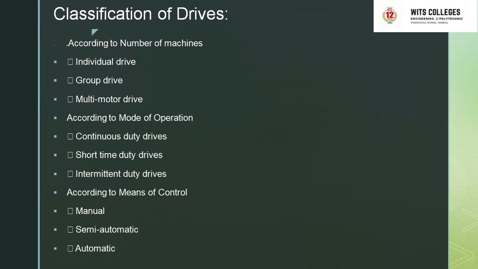First one is individual drive. If one motor is used to drive one load, that can be known as individual drive. Okay, so what's the advantage of individual drive? A fault in the motor will not idle the other load. That is the advantage, and moreover it is very safe and it requires less maintenance.